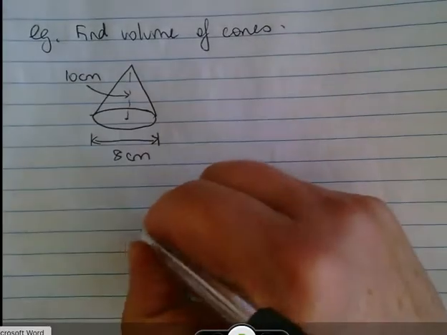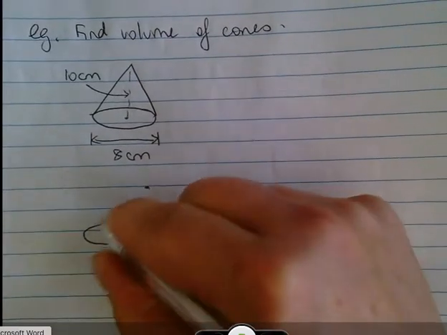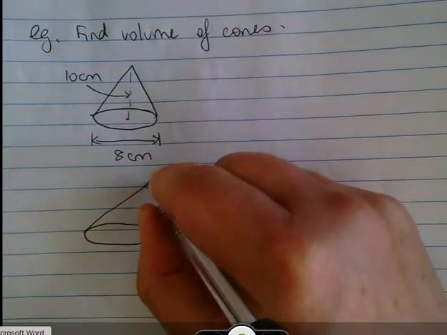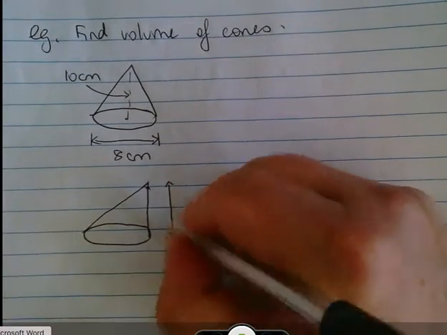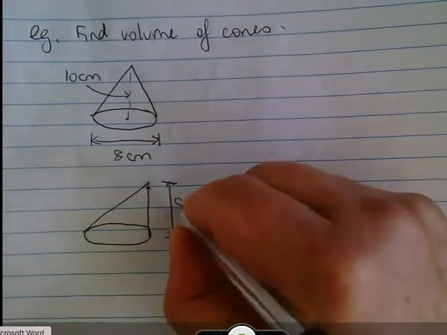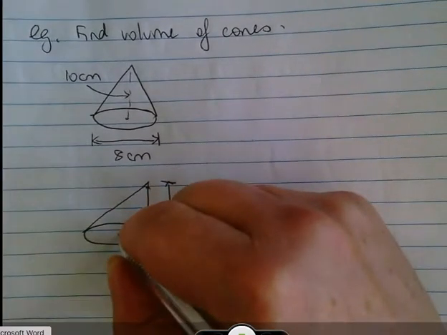Cones, one thing I do have to say is that if the cone is slanted, for example, that is called an oblique cone. So if the cone is slanted, it still has the same formula for volume.